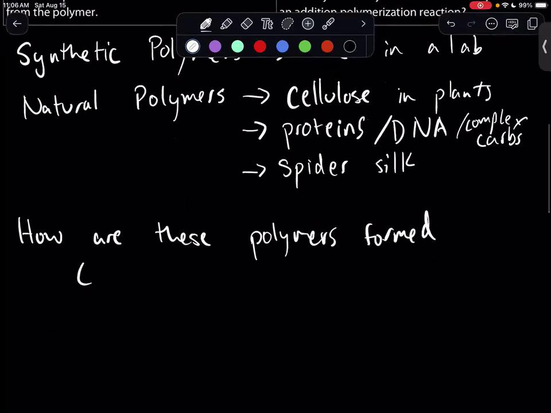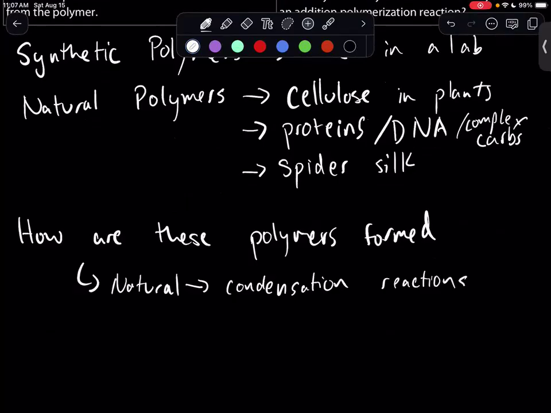Well, for natural, if you're in a biology class, you may have learned about things like condensation reactions. Our body's ability to create polymers is one half of the metabolic processes we do. We either build molecules, which is creating these polymers, or we break molecules. So we do have a lot of natural ways to make these natural polymers. But today we're going to learn about how we make synthetic polymers, which is through what we call addition polymerization.